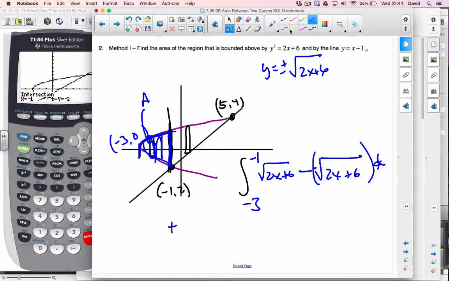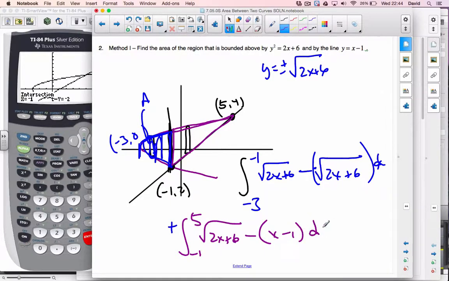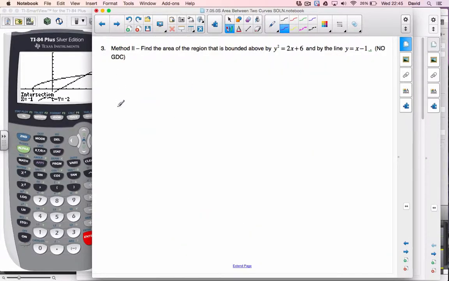I have to add it to this purple part here. Well, that's going to be from -1 all the way to 5. My upper curve is the root of 2x plus 6 minus x minus 1 dx. This is my computation to find the area. I have to break up in 2 parts because I'll call that B. I add them together and it works out nice. I'm not going to do this. You can save it for yourself. But what's important is the idea behind it. Your calculator will do it for you. But there's another way we can do it.